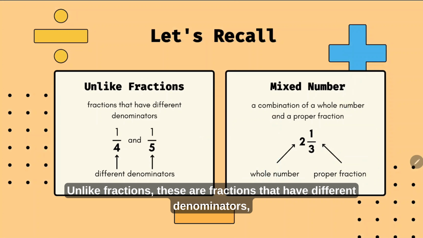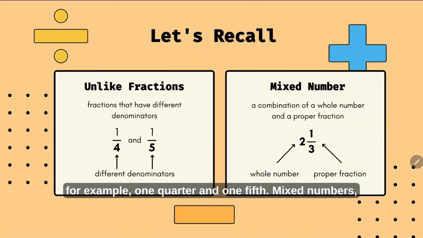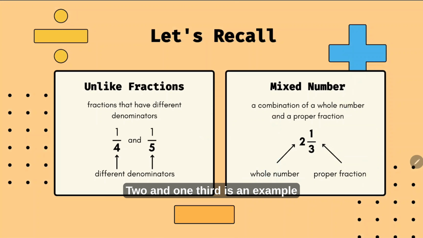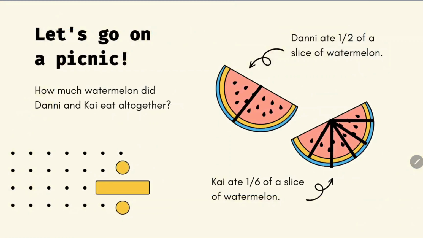Unlike fractions are fractions that have different denominators, for example, 1/4 and 1/5. Mixed numbers are a combination of a whole number and a proper fraction. 2 and 1/3 is an example of a mixed number.